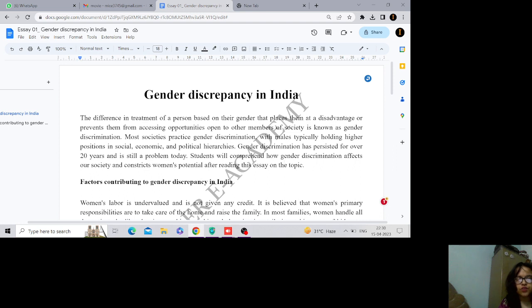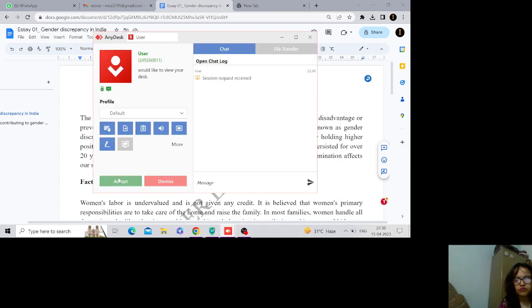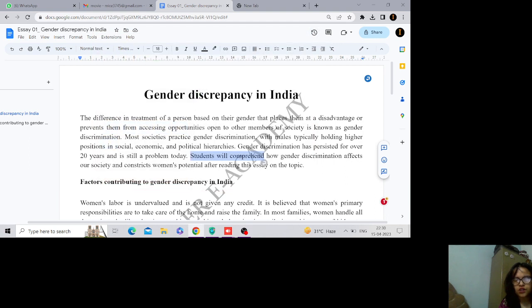So in this first paragraph we learn what gender discrimination is, then what happens in a society that practices it. Then we learn that gender discrimination has been there for more than 20 years, so it's not a new thing. And ultimately, you don't need to say this last part, it can be omitted. Here we will learn how gender discrimination affects society and prevents women from maximizing their potential.